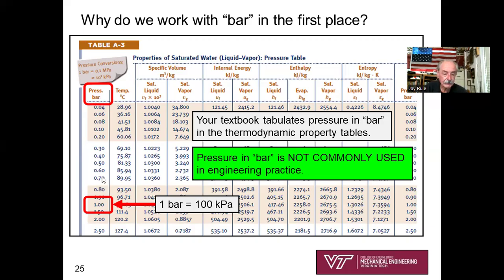In a problem statement, you might be given the pressure is 100 kPa, but you have to look up some numbers in bar. So that's why you have to quickly learn that 100 kPa is 1 bar. So 150 kPa would be 1.5 bars, and you'd look up in a different row. That's how come we use bars: in the back of the book, we're using property tables where the pressure column is typically tabulated in bar.